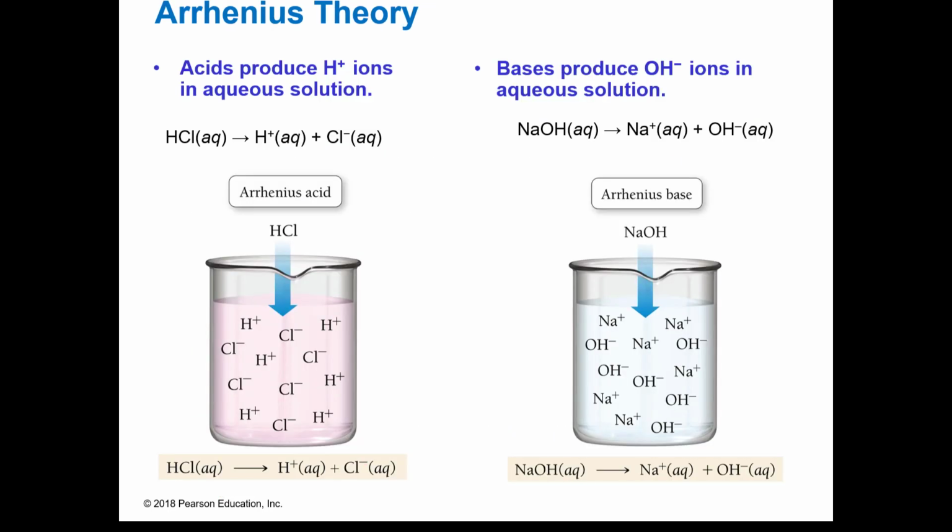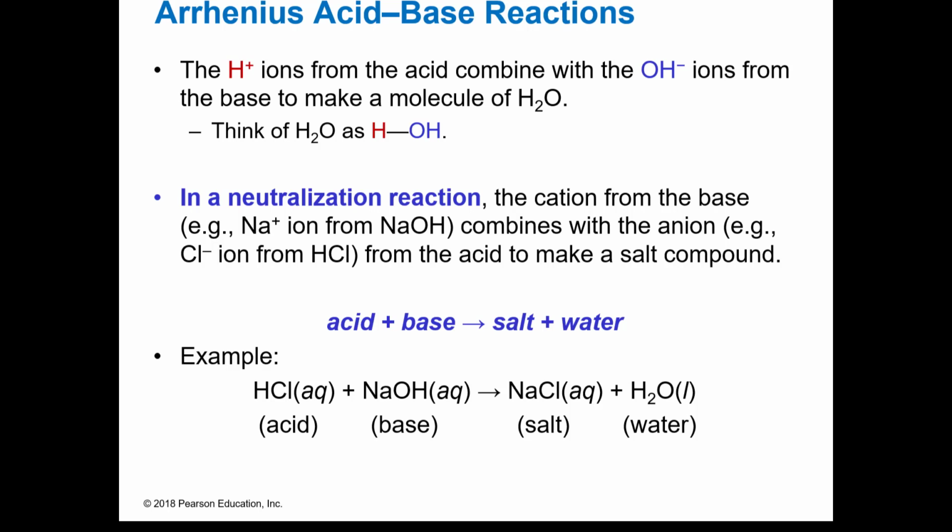So for Arrhenius, we said the base has to have the OH in it in order for the Arrhenius definition to work. If you've got hydrochloric acid, you've got H plus and Cl minus when you put it in water. Sodium hydroxide breaks apart, or hydrolyzes, into sodium and hydroxide. And if you have an H plus and an OH minus, which make up water, then when you add those two together, it forms water.